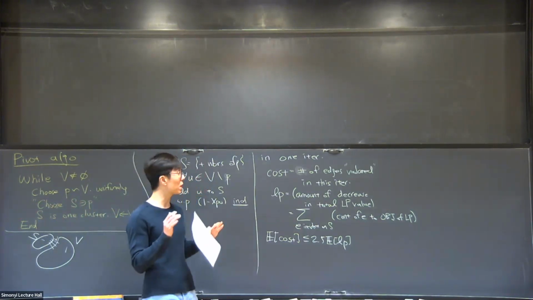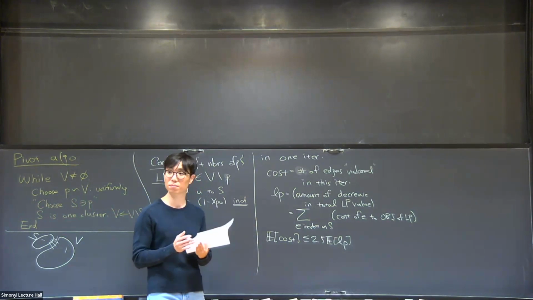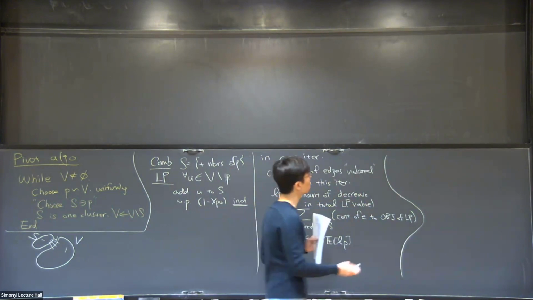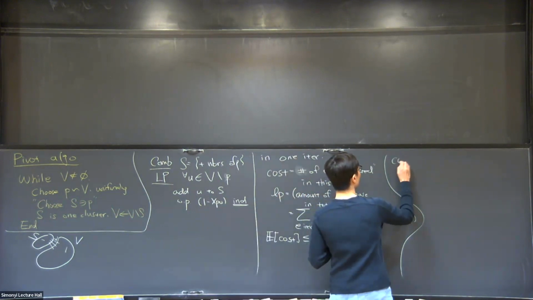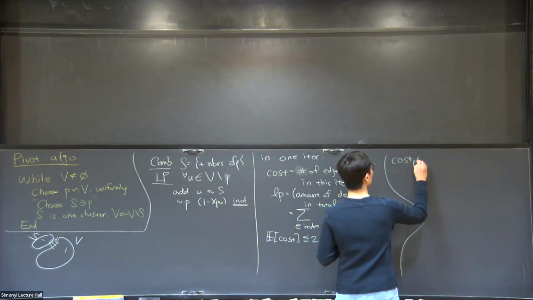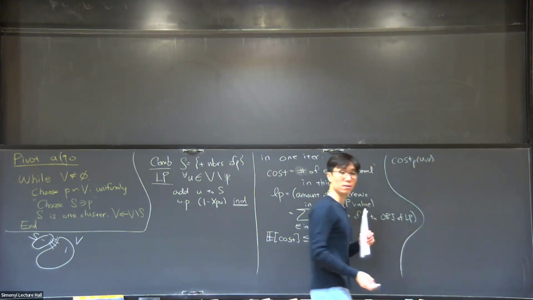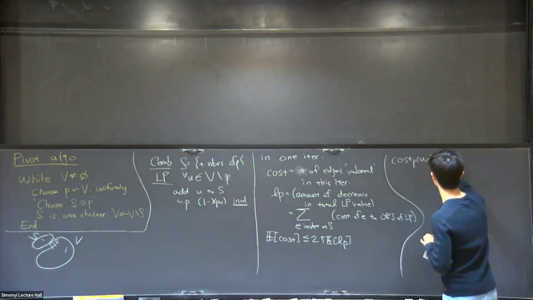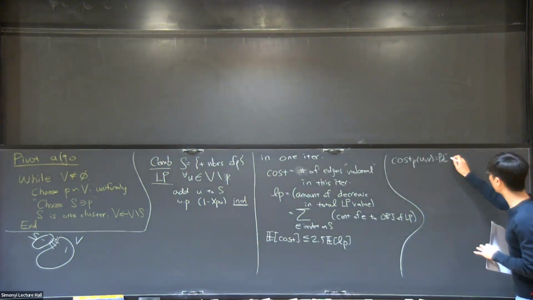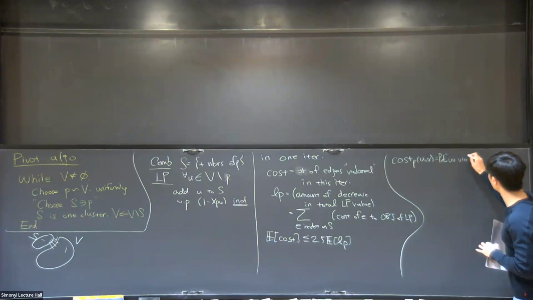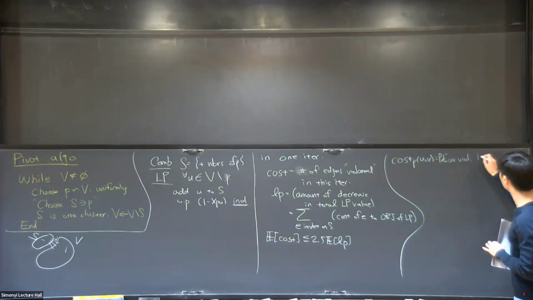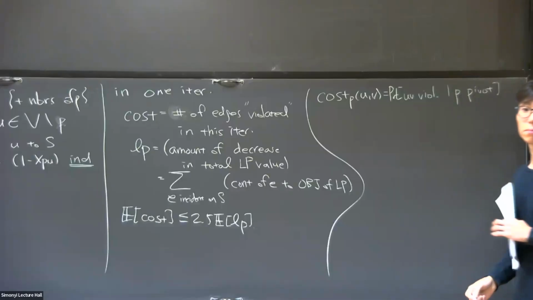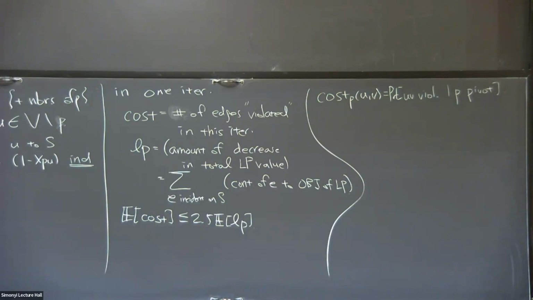Now let's totally focus on one iteration, and I'm going to define some quantities. I'm going to define cost sub P of UV. That's defined as exactly the probability that UV is violated, given that the pivot is P. So that's my definition of cost sub P of UV.